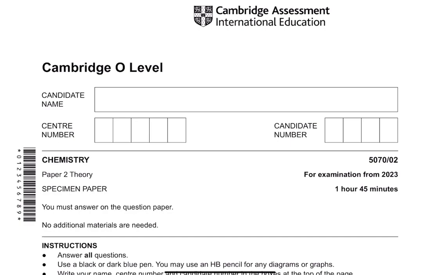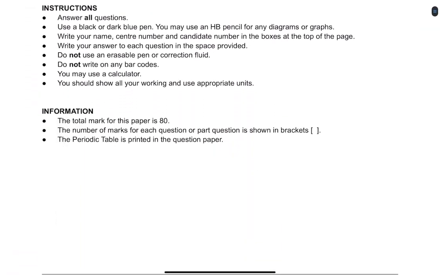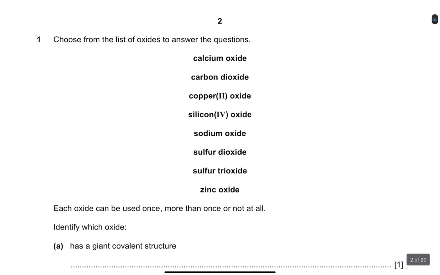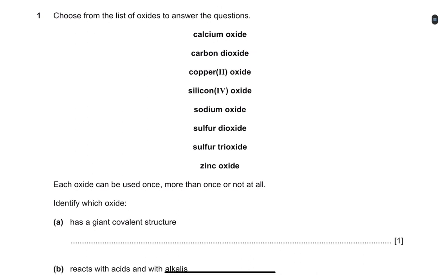In today's video, we are going to be solving the O-level chemistry specimen examination from 2023. So let's begin. The first question, like always, is some compounds are given and we have to answer by picking compounds or elements from the list. So choose from the list of oxides to answer the questions. Let's see. Each oxide can be used once, more than once, or not at all.